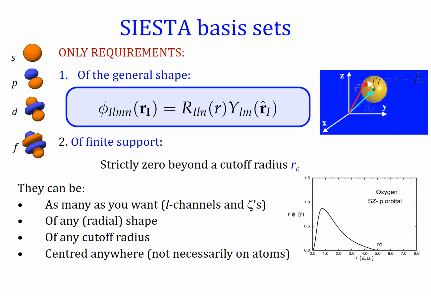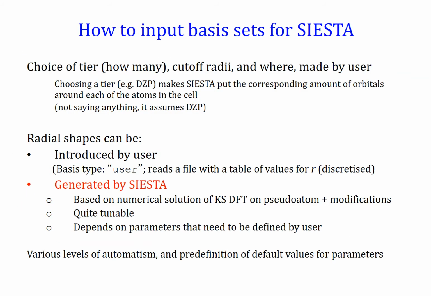Starting where we left it off before, Siesta basis sets have to be made of atomic-like orbitals of finite support. They can be as many as you want, wherever you want, and of any radial shape. Let's see what Siesta can provide in order to generate good basis sets for you. Still, choices are yours, and how many, cutoff radii, where you put them, etc., are made by the user, but Siesta provides some automatisms in order to generate different kinds of basis sets.